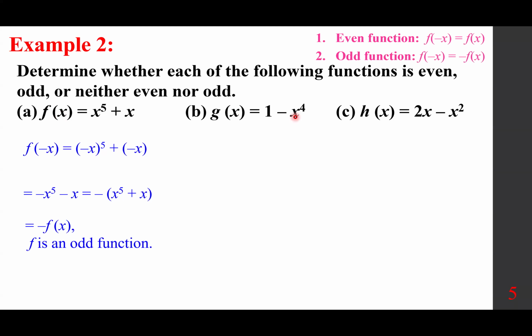Part B, we are going to look at g of negative x by replacing the x with negative x. X to the power of 4, or negative x to the power of 4, because the exponent is even, gives you the same result. And so therefore, you get the same function back. And according to this definition, g is an even function.